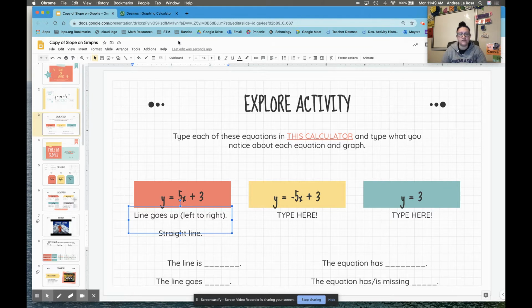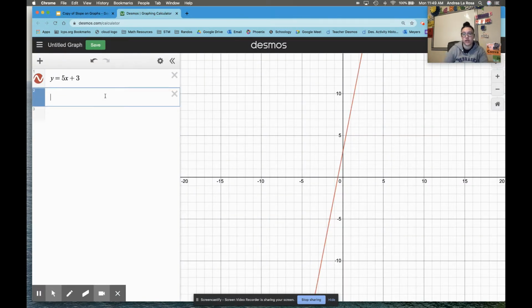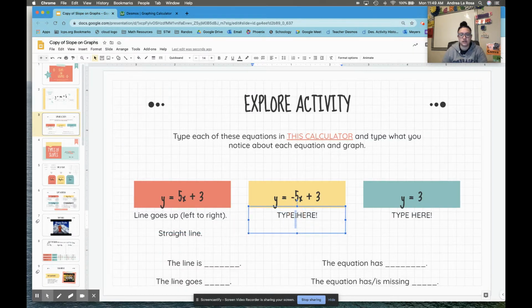This one is y equals negative 5x plus 3. I'm going to put it all in the same graph so we can see how they're similar and different. Ooh. I see that my b is the same. It's still 3, and it's still going through that same point. But now I see if I go left to right, my graph is going down. It's still a straight line. My line goes down. It's still a straight line.